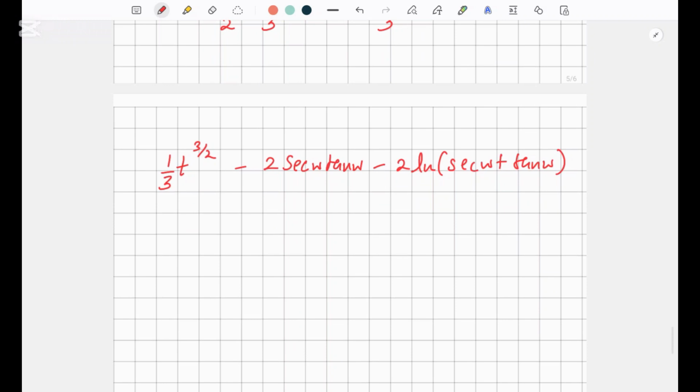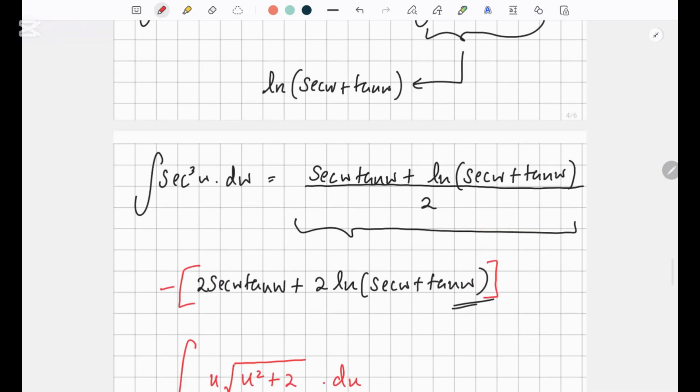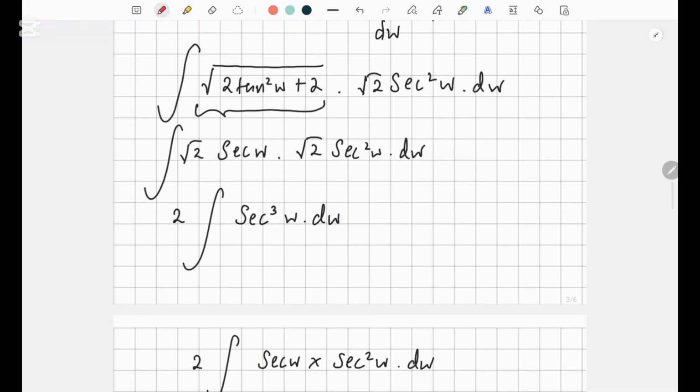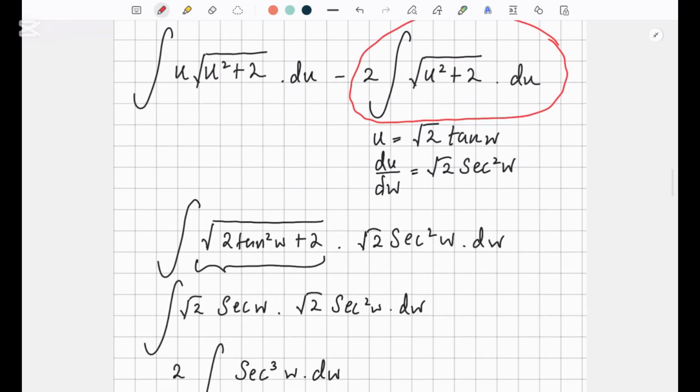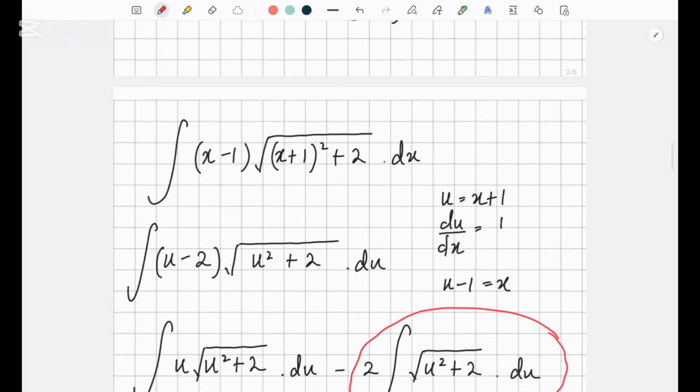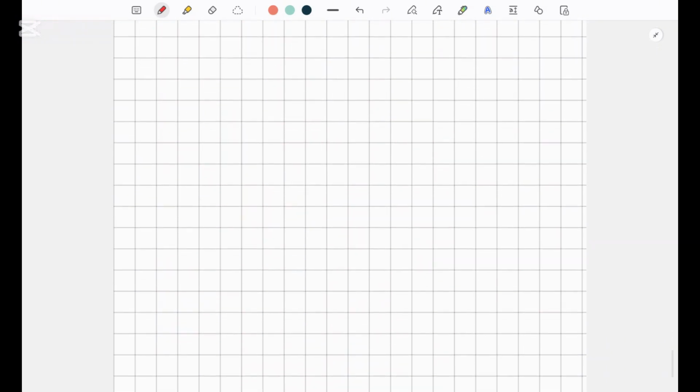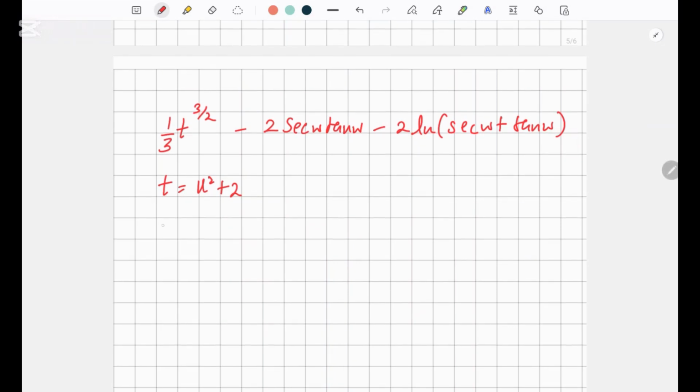Okay, now let's put in our substitutions again. So we had the substitution of t equals u squared plus 2, right? And then we had, hold on, u equals x plus 1. So t equals x plus 1 squared plus 2. So you can write t equals, if you expand this, x squared plus 2x plus 3.